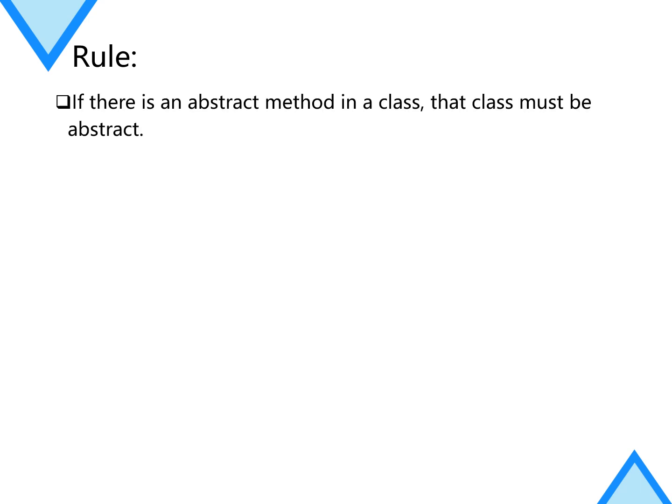Okay, now let's study some rules. If there is an abstract method in a class, that class must be abstract. If there is an abstract method and you declare the class as non-abstract, then you will receive a compiler error message.